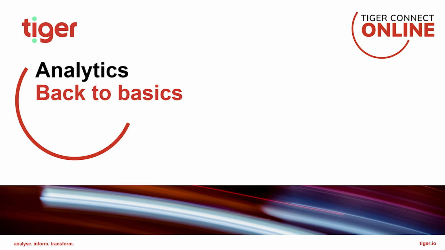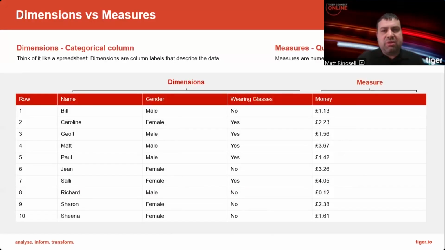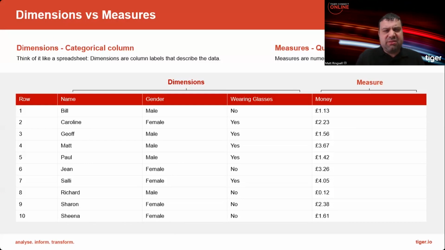So we're going to start by understanding what the technical terms mean within analytics. We're going to start looking at dimensions and measures. Dimensions are, if you think about it as a spreadsheet, something that describes the columns and what's within that data. There are some very simple examples of a dimension: someone's name, their gender, and whether they're wearing glasses or not.